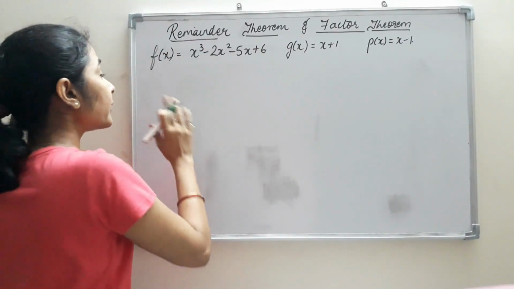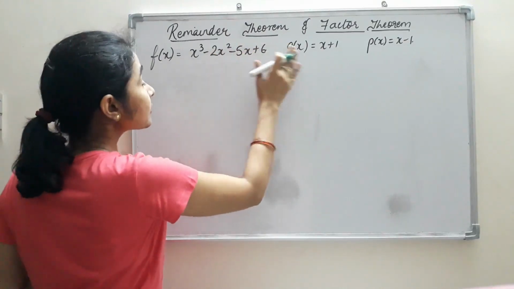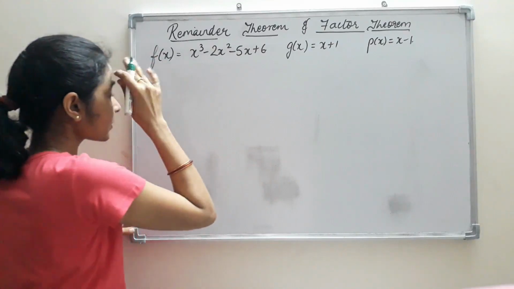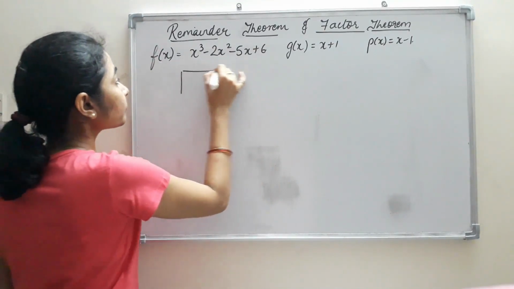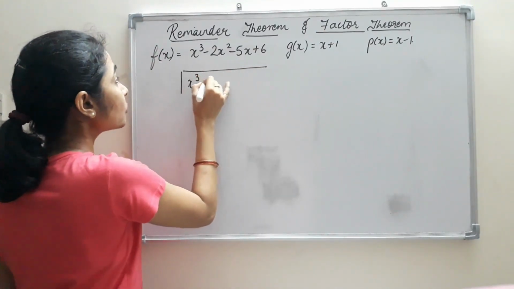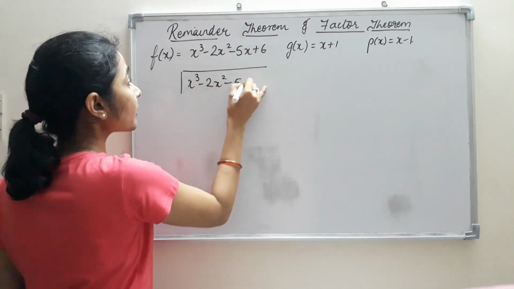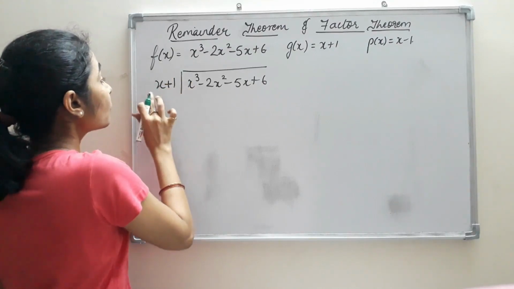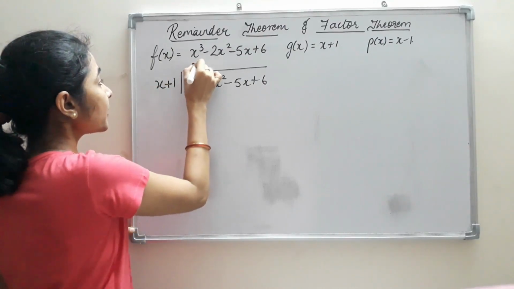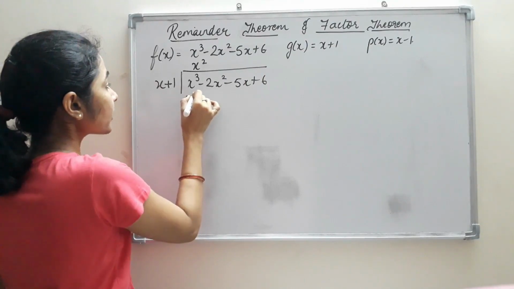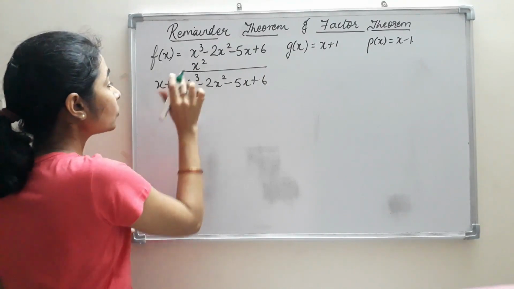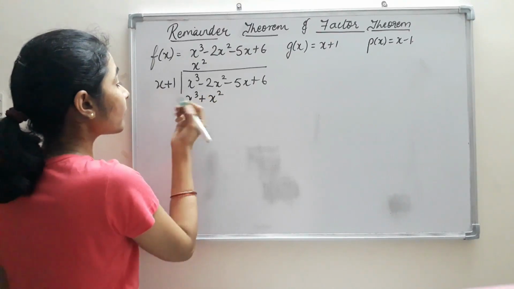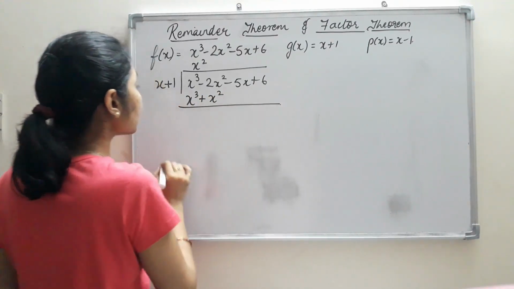Let us see, but first let us divide the polynomial f(x) by g(x), and then we will divide it by p(x). Now here, starting with the division, the polynomial is x cube minus 2x square minus 5x plus 6. We are supposed to divide it by x plus 1. Now, what should I multiply to x to get x cube? That is x square. So, x into x square gives me x cube, and 1 into x square gives me 1x square, plus x square.